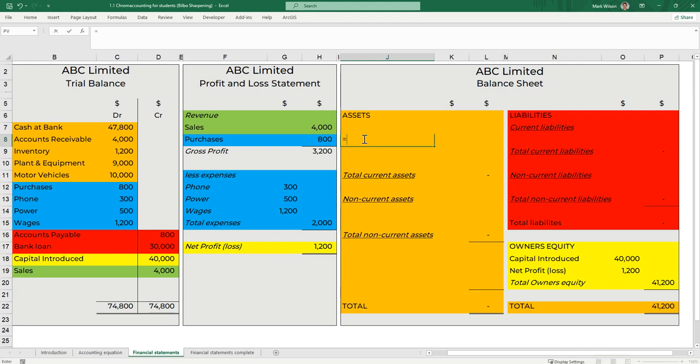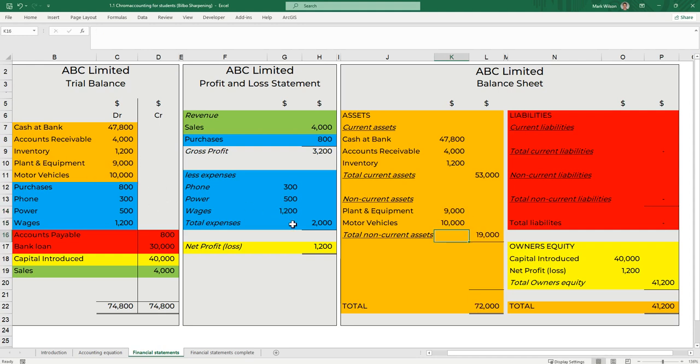So my current assets are all the assets which are cash or will be cash within the next 12 months. So hopefully I'll sell my inventory within the next 12 months. Okay, and there, and there. My long-term or non-current assets are my plant and equipment and my motor vehicles. 9,000 and 10,000.